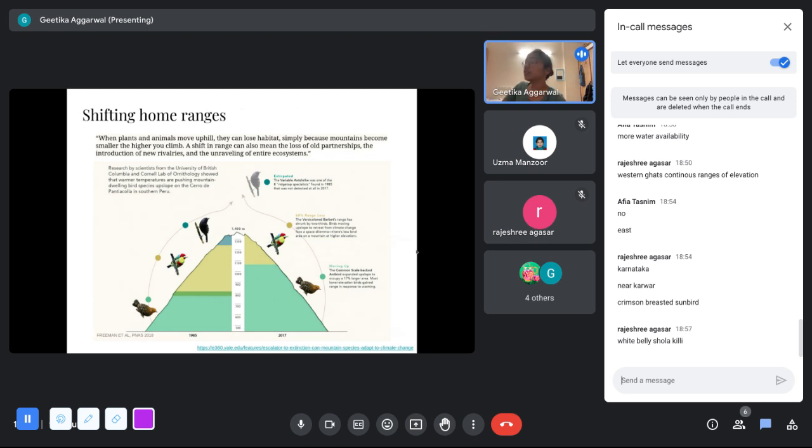So, okay, this was all I had for today, and I have covered some of the neighboring topics to what was being covered in the lectures about biogeography, about the reasons, and about shifting ranges.